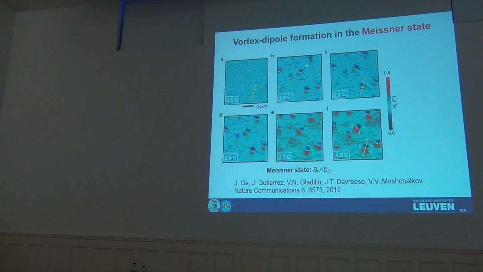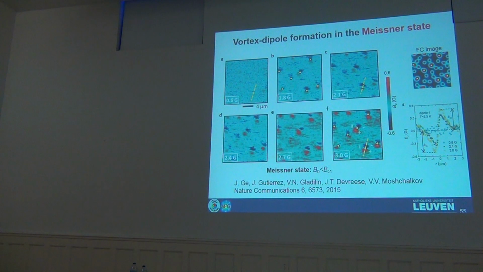It always consists of these blue and red spots. Blue means enhanced field, red means weaker field. So basically here you have a maximum and a minimum together, so you have some sort of dipole. And then the first question you address is what is the orientation of these dipoles with respect to the shielding Meissner current.